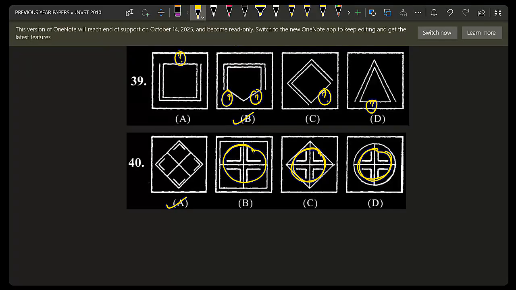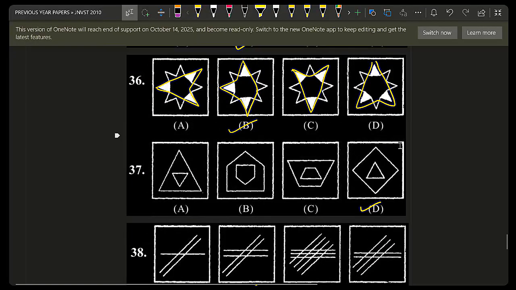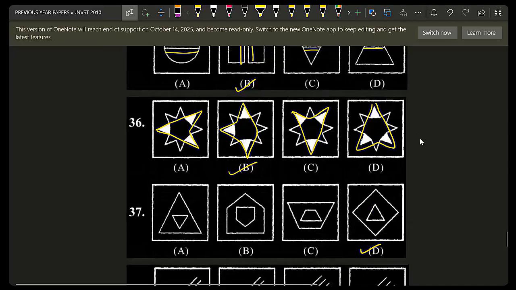Shivash. Sir, I don't understand 36. 36, I have drawn the shape also, no? The shaded shape you can see. In options A, C, D, they are the same shape. But in option B, the shape is different, right? Yes, sir. That's why it is the odd one out.